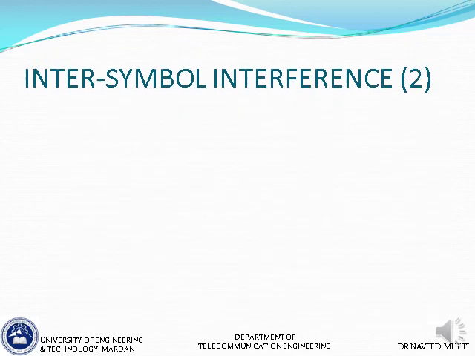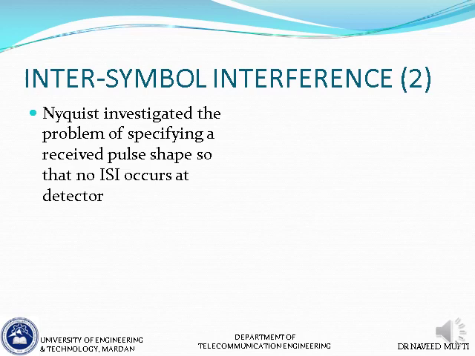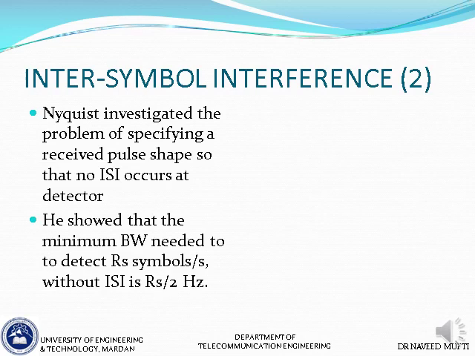ओके, सो व्हाट इज़ द सोल्यूशन टू ISI? If higher SNR or higher power cannot solve it, what can? So Nyquist actually investigated this thing. He investigated the problem of specifying a received pulse shape so that no ISI occurs at the detector. So Nyquist worked on it, and he showed that the minimum bandwidth needed to detect Rs symbols per second without ISI is Rs/2 Hertz.